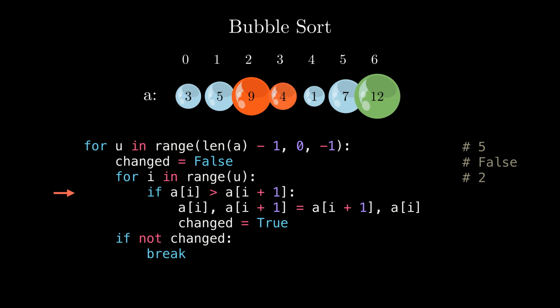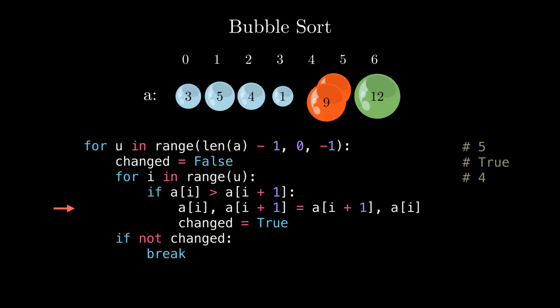We will then compare 9 and 4, and as 9 is larger than 4, we will swap them and set the value of change to true. During the next iteration, we will compare 9 and 1. As 9 is larger than 1, we will swap them again. After that, we will compare 9 and 7. As they are not in the right order, we will swap them, and that way 9 will appear in its final place. As we have changed the array, we won't break the loop and will continue iterating by going to the start of the outer loop and decreasing the value of the upper bound by 1.